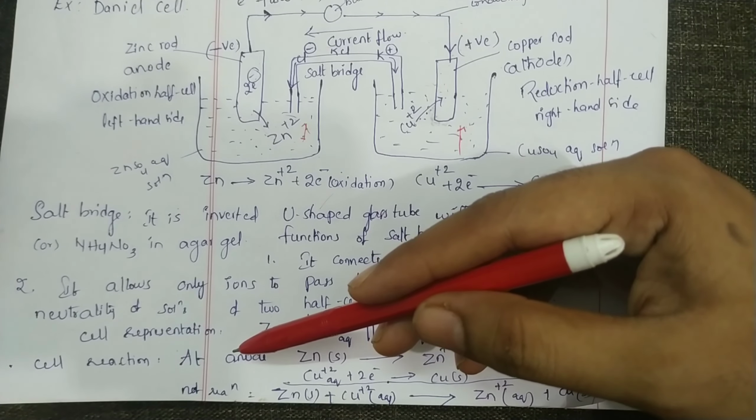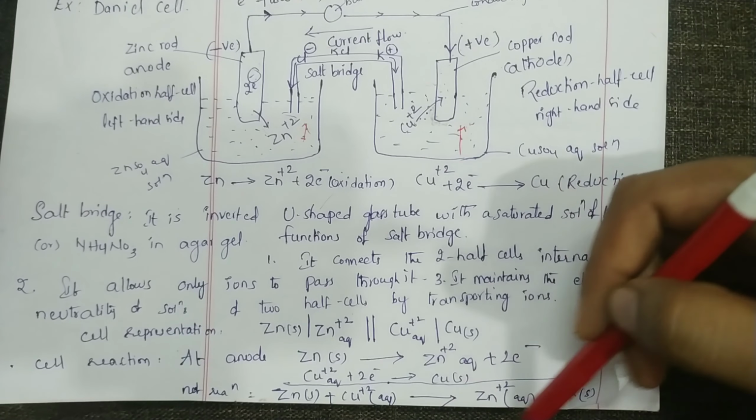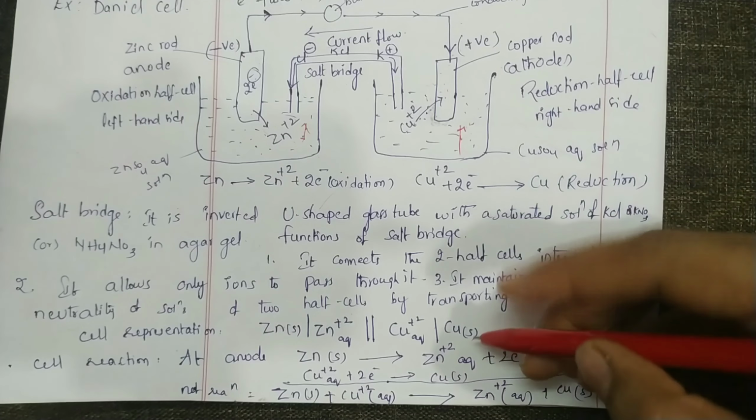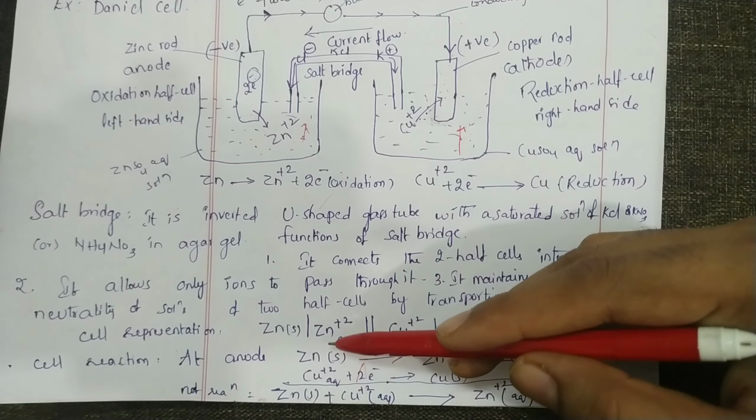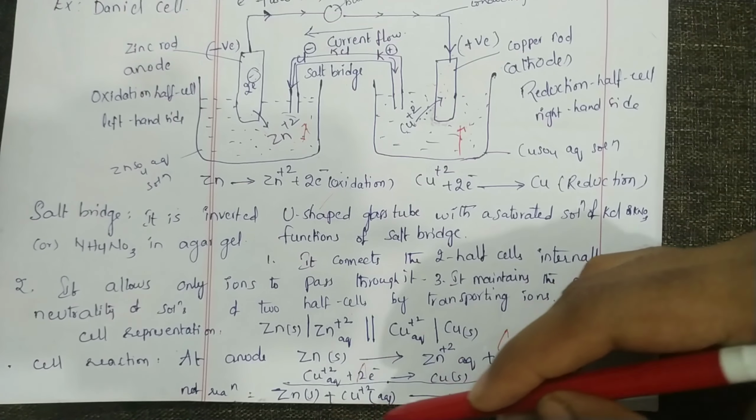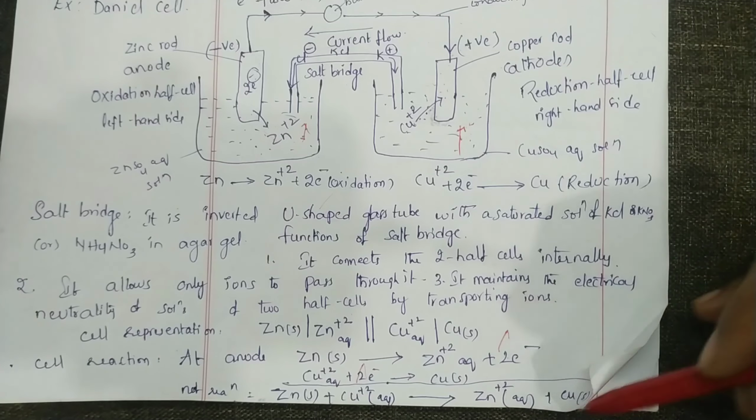Next, coming to the cell reaction, this is the half cell reaction. In this cell reaction, the number of electrons gets canceled. Now combine both the reactions, so the overall reaction is called the cell reaction.